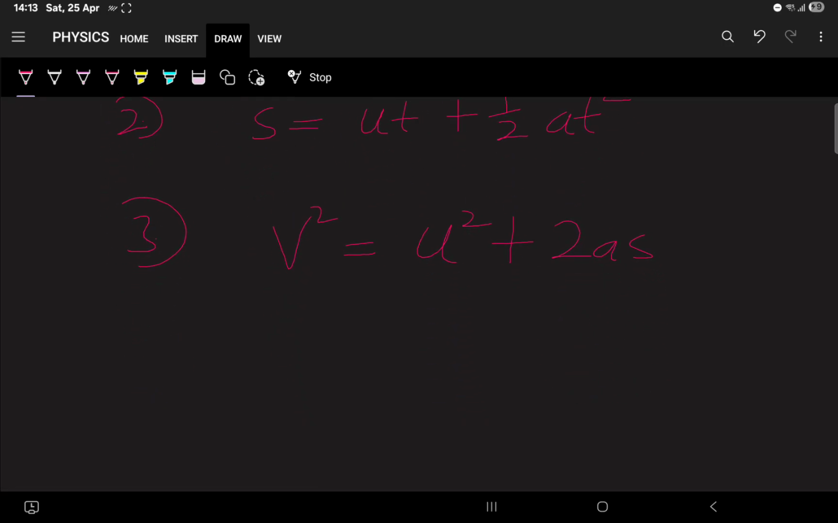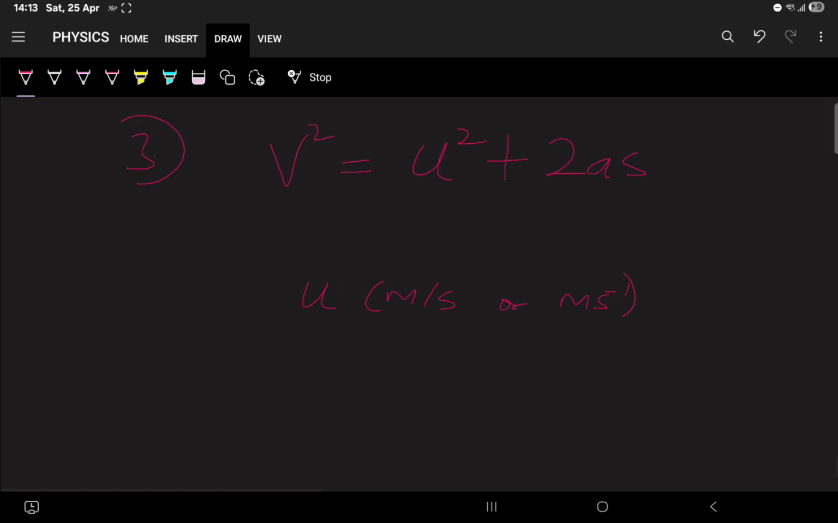Now, terminologies. u is our initial velocity in meter per second, or ms minus 1 in index form. v is our final velocity in meter per second also, and t is our time in second. s is our distance in meter. a is our uniform acceleration or deceleration in meter per second square.